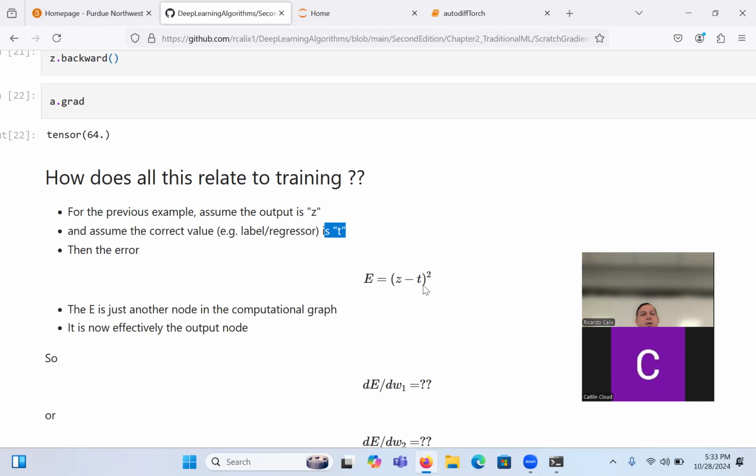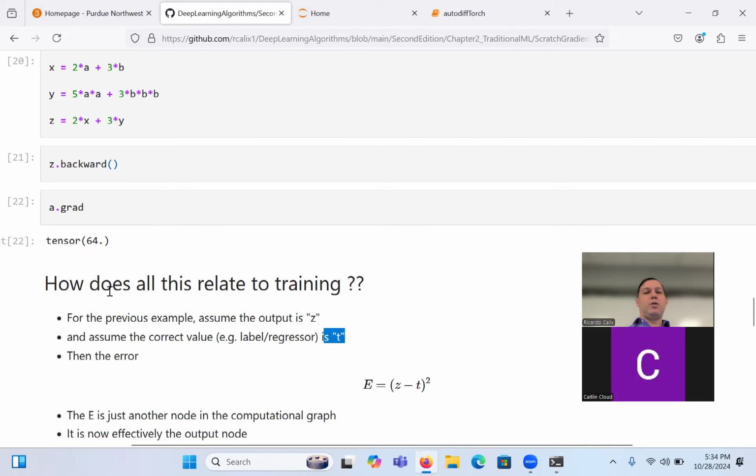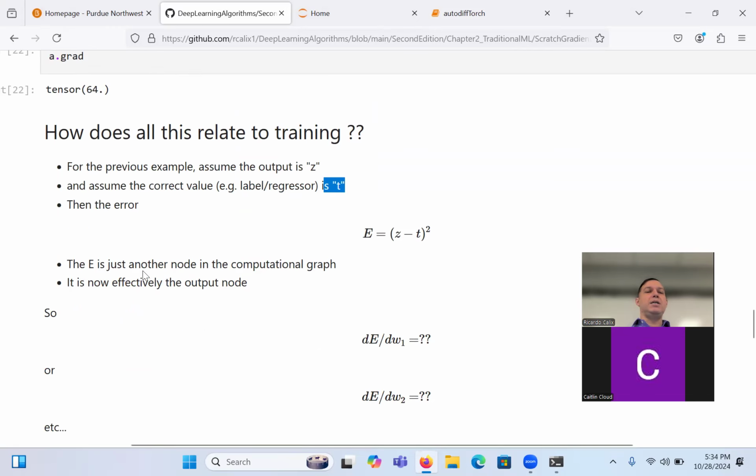So we're going to have a model. Imagine this was our model. It takes in some input, predicts a value Z, and we're going to compare that to the real value. That information is what we're going to use. So that becomes the node that we're going to have in our model. This (Z minus T) squared, call it E. And now E is just another node in the computational graph, basically. So that's what you're going to grab.